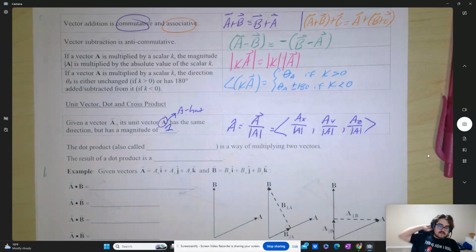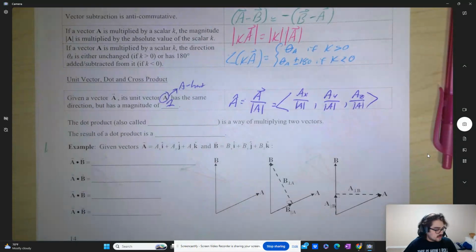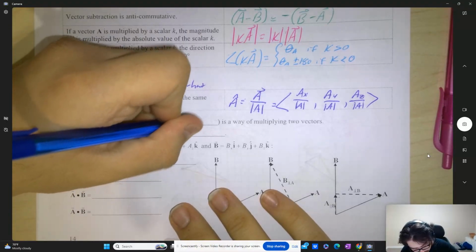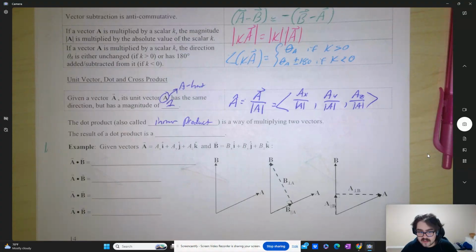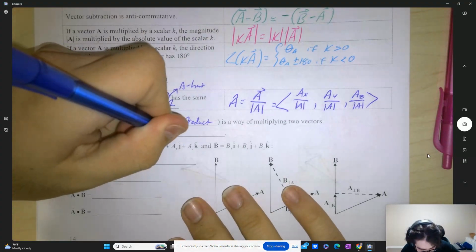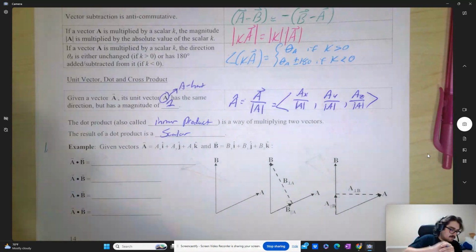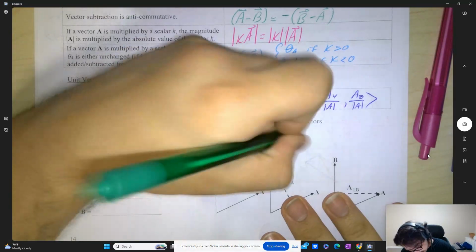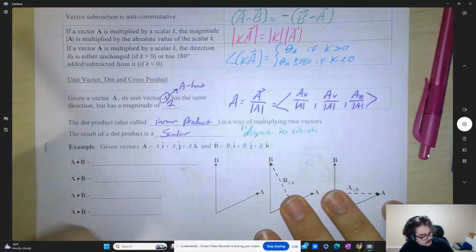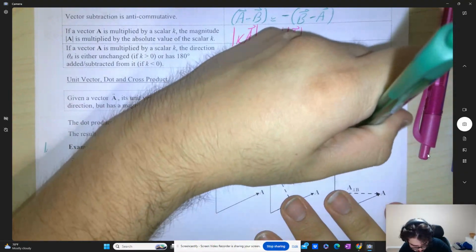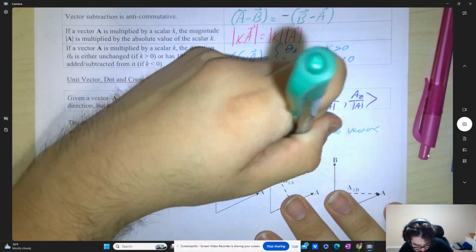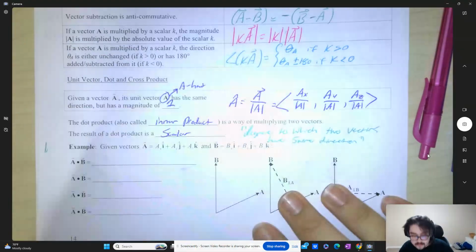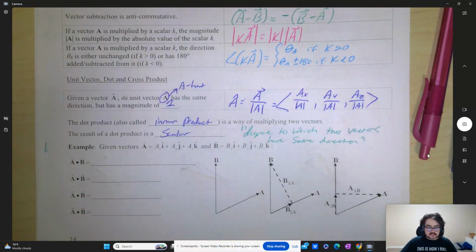Another operation that you need to know is dot product. Dot product is sometimes also called the inner product. So if you see the two, it's the same thing. It's a way of multiplying two vectors. The result of a dot product is a scalar, and what conceptually is a dot product? It's basically the degree to which two vectors have the same direction. The degree to which two vectors have the same direction.